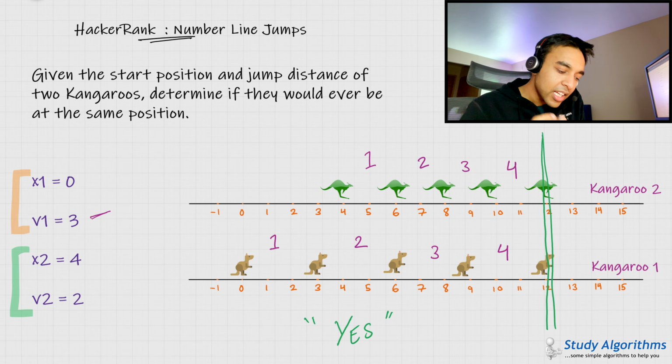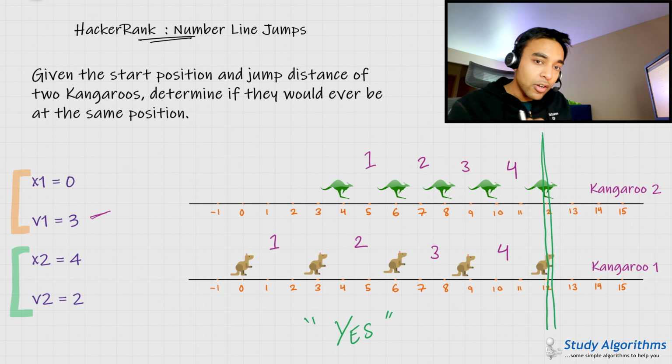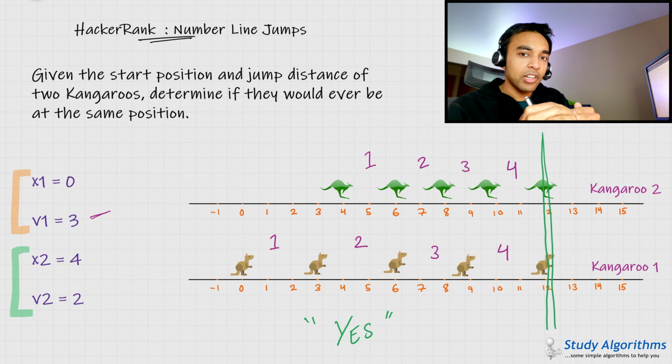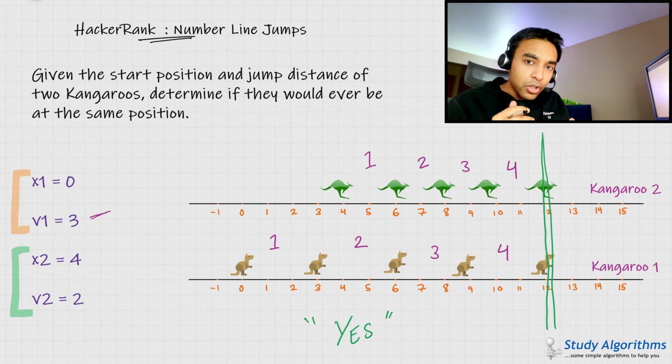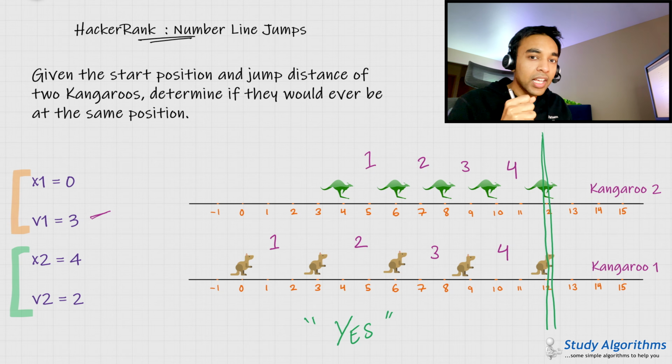Do remember that coming up with a brute force solution to this problem could be hard. That is because you have to find out all the positions kangaroo number 1 would try to reach and all the positions kangaroo number 2 will try to reach. And then you need to determine, are these values equal? Are these values equal? That would take up a lot of time. So you need to invent some kind of formula or apply some physics or mathematics to achieve an efficient solution. Let us see how you can do it.